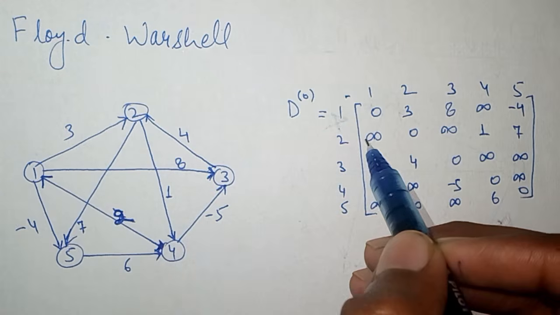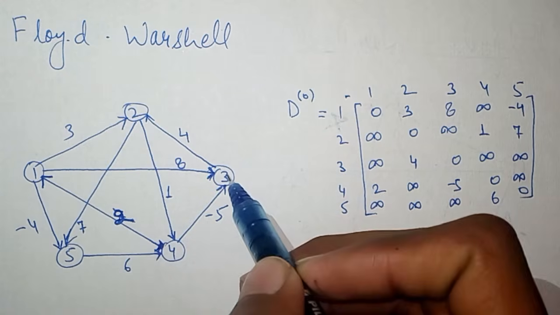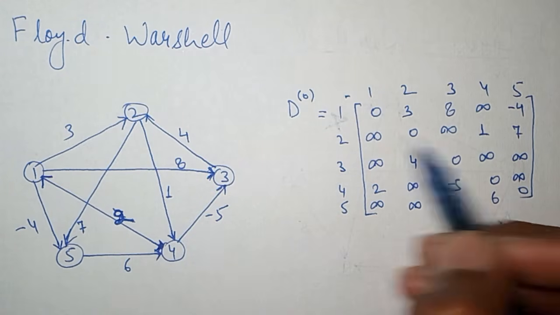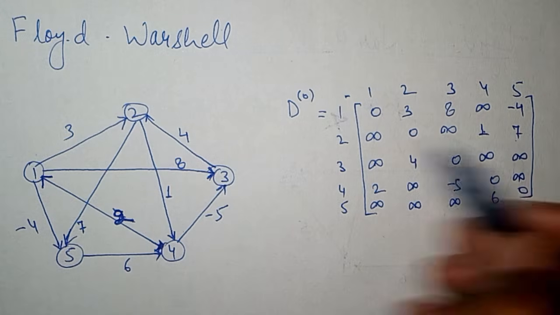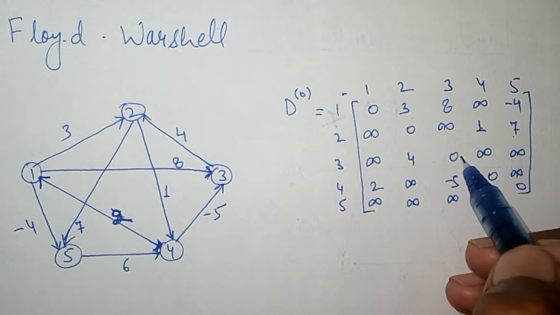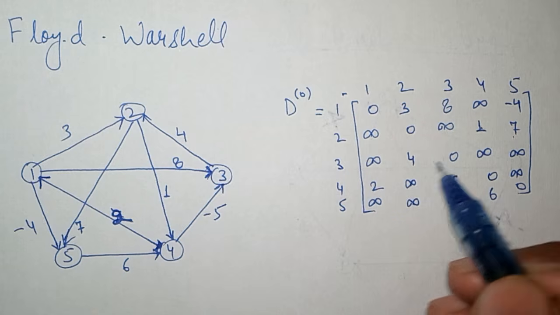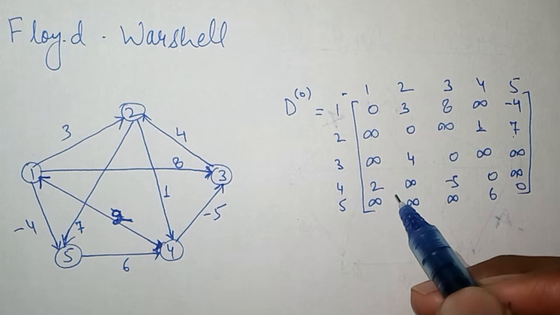2 to 1 is infinite, 2 to 3 is again infinite, 2 to 4 is 1, and 2 to 5 is 7. So all the elements of the D0 matrix can be filled in by this method.